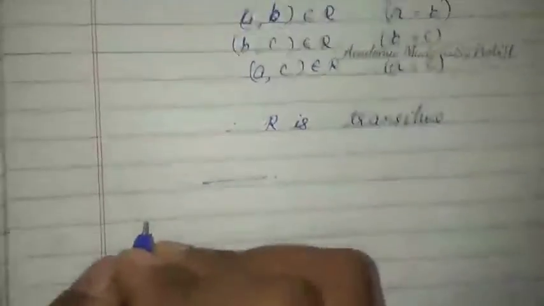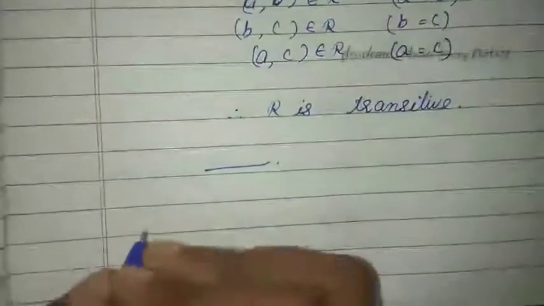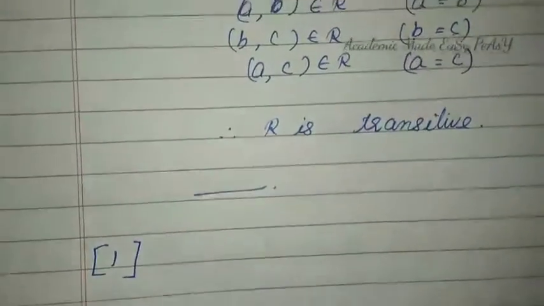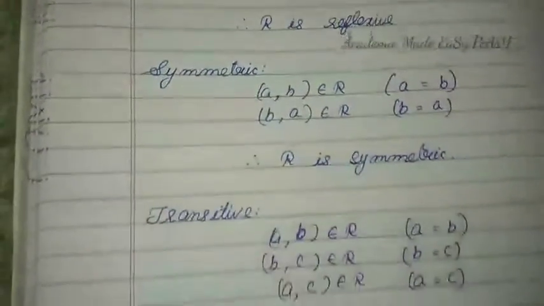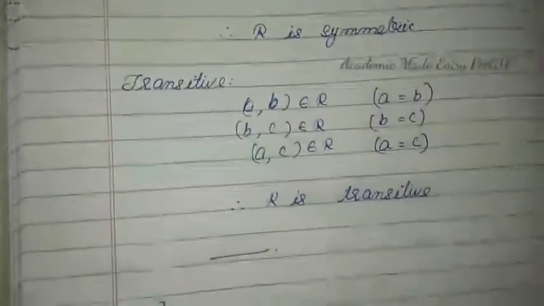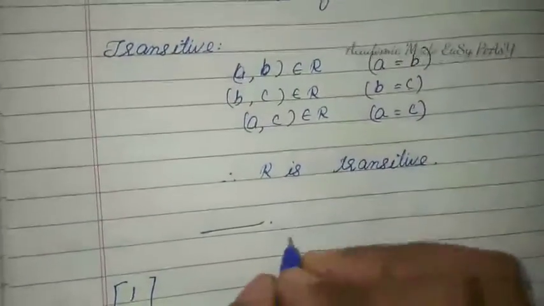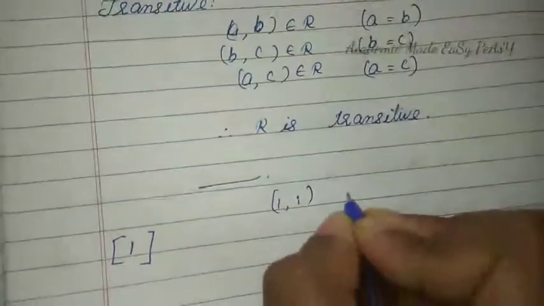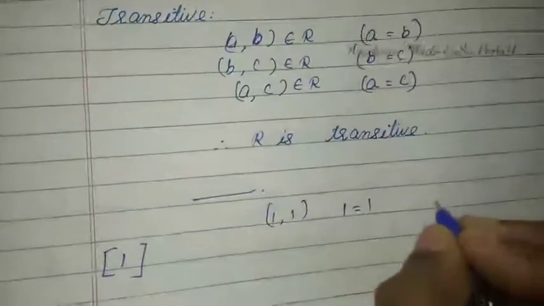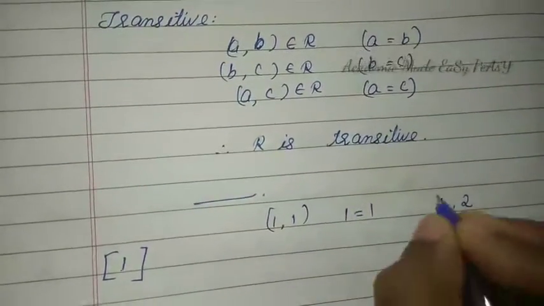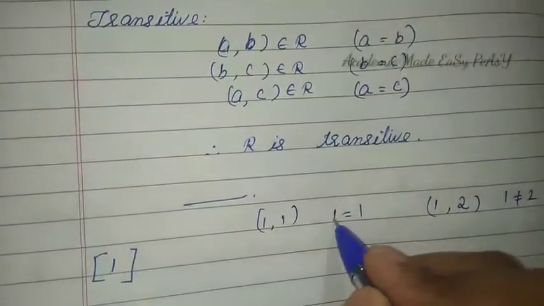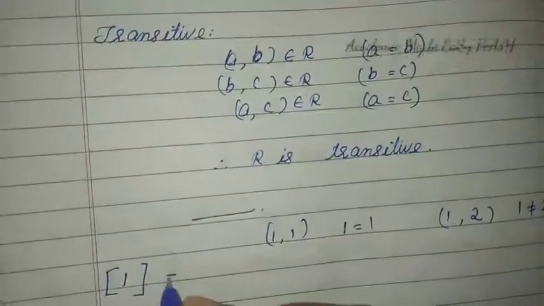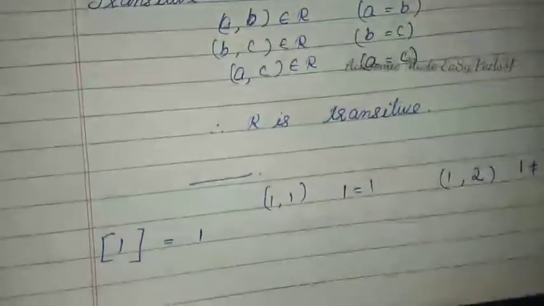And now to find the equivalence class of 1. Whatever number we take, those two should be equal. So it automatically says that if we take only 1, we can get 1. That is, if we take 1 comma 1, we'll get 1 is equal to 1, isn't it? If we take any other number, 1 comma 2, 1 is not equal to 2. So we can take only 1 equal to 1. So the equivalence class of 1 is 1 only.